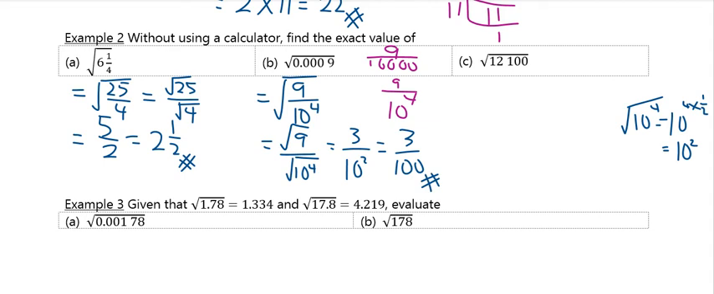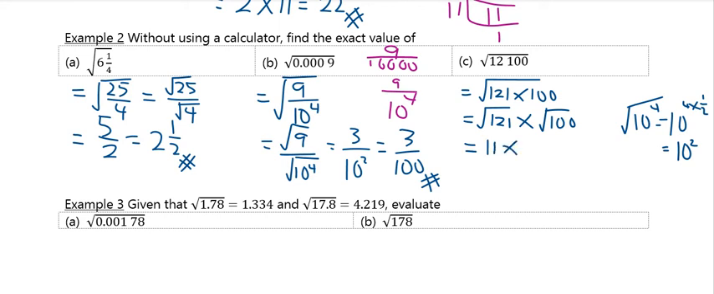And lastly for C, this one is 12,100, and you know that 121 is a square number. So here I will express this as 121 times 100, and you know that 121 is a square number and 100 is a square number. You just split them like this and you will get 11 times 10. So your answer will be 110, right? That's example number 2. Let's move on to example number 3.